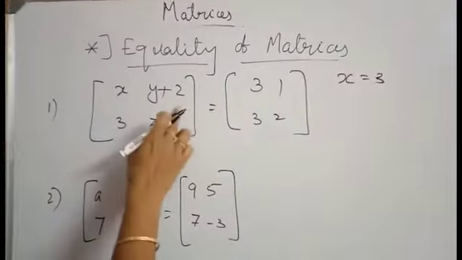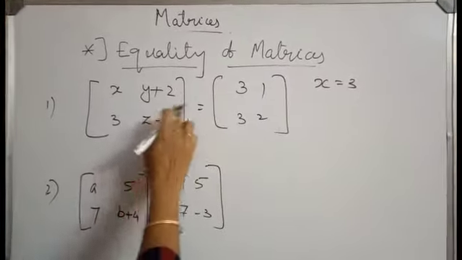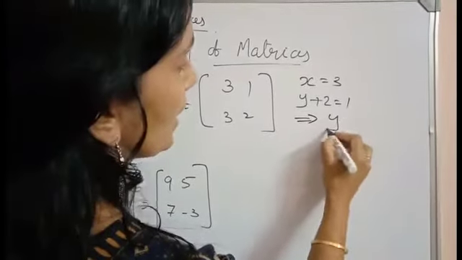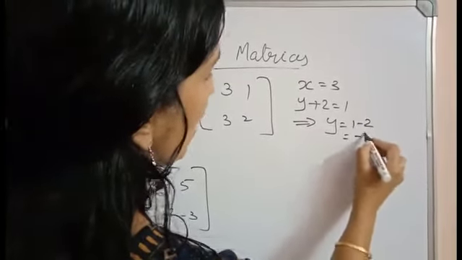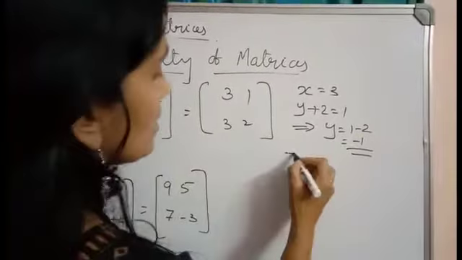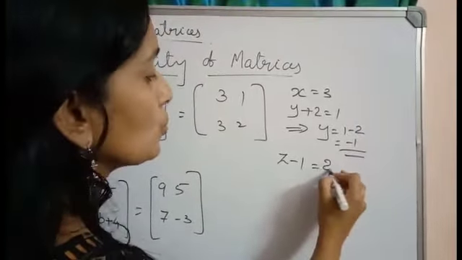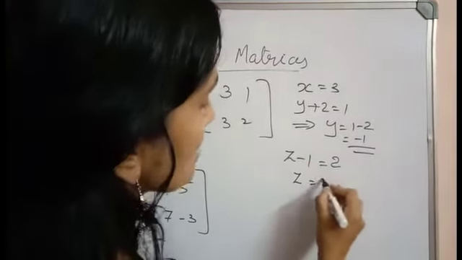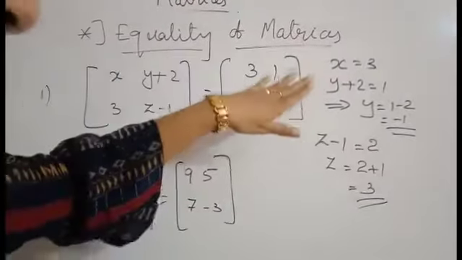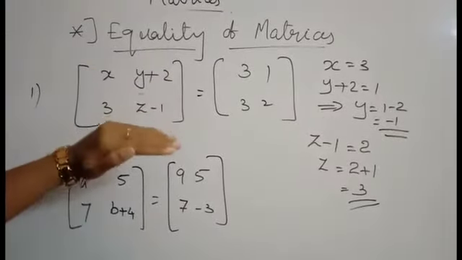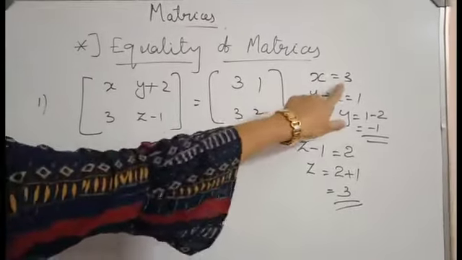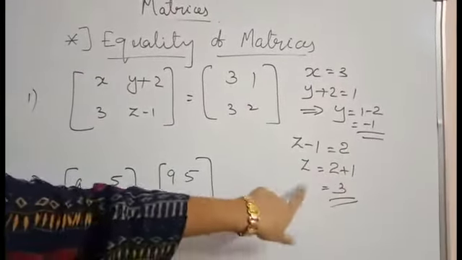Now consider y plus 2. The value corresponding to y plus 2 is 1. So y plus 2 is equal to 1. This implies y is equal to 1 minus 2, that's equal to minus 1. And the last one, z minus 1, corresponds to 2. So z minus 1 is equal to 2. From here, we get the value of z as 2 plus 1, that's equal to 3. This is how, by using the equality of matrices, we can find the missing elements of a given matrix. So here we got x as 3, y as minus 1 and z as 3.